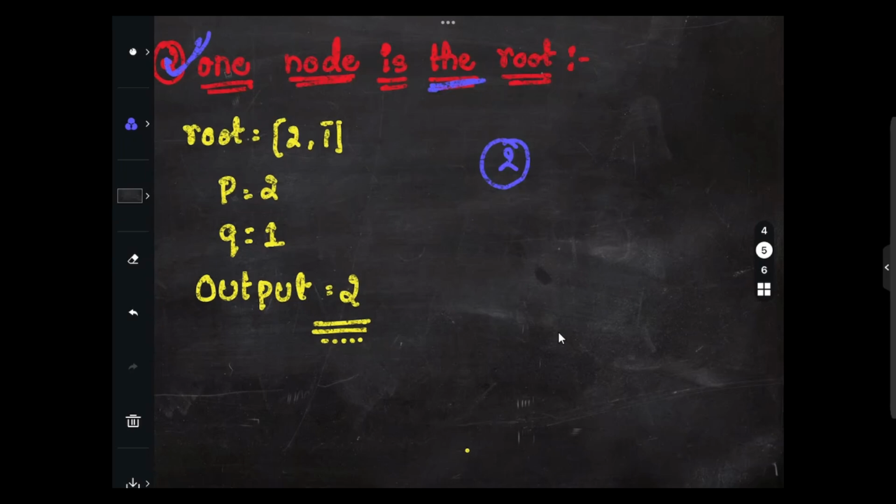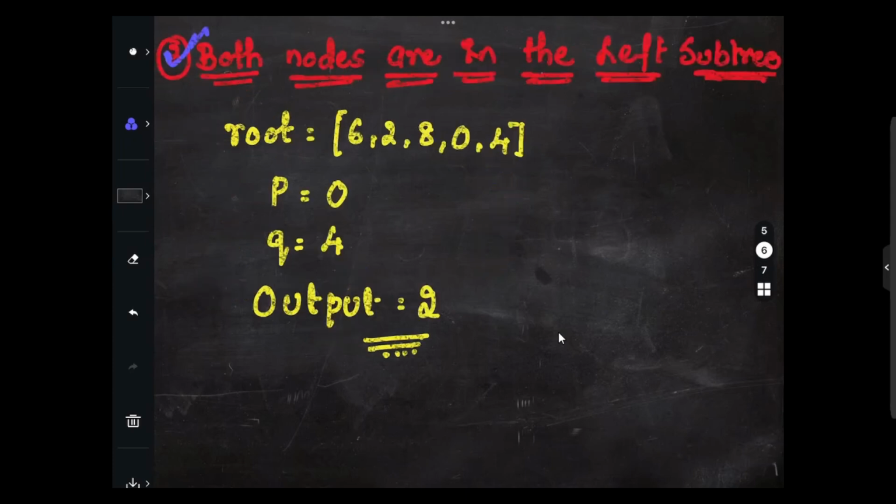So we have 2. We have 1 here, quite obviously. The LCA would be quite obviously this one, 2 in this case, right? 2 in this case. So this is fine. We have already discussed a similar one. Let's move on with the third edge case here.